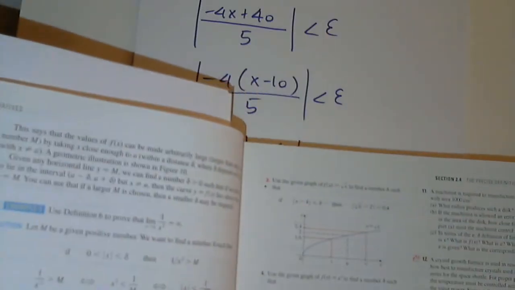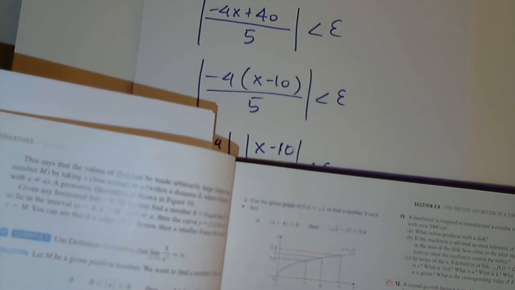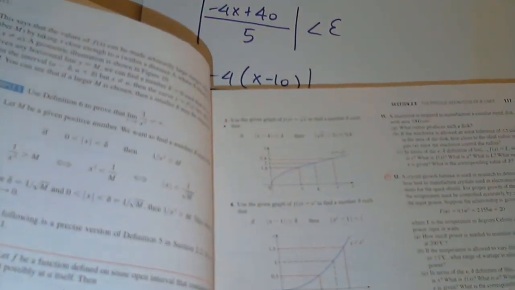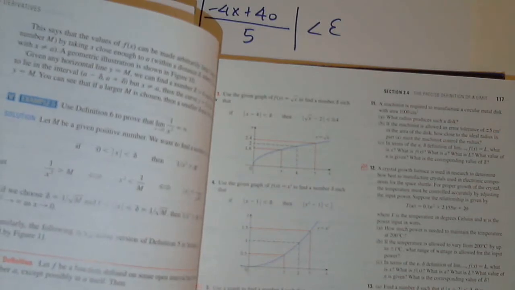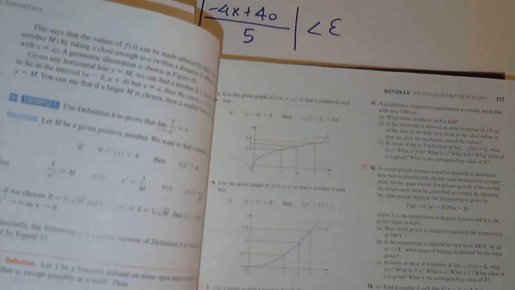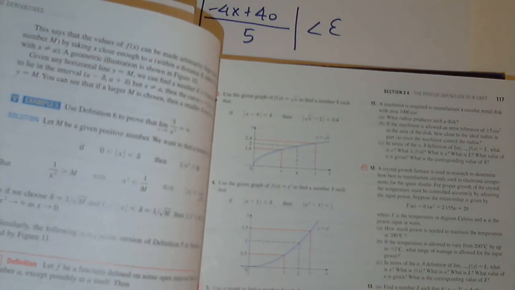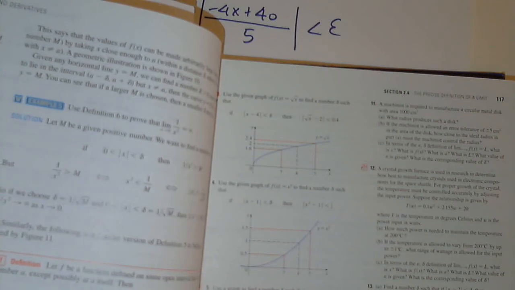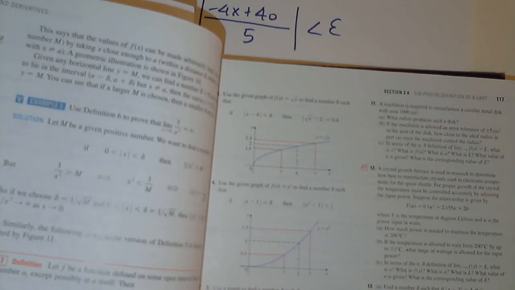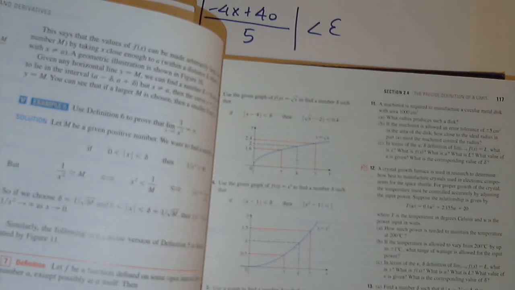Okay. So I would like to look at problem 3. I like the graph on this one. Okay. It says, did I start that? I did, I'm sure, yeah. So use the given graph of the square root of x to find a number delta such that, exactly what we know, if the absolute value of x minus 4 is less than delta, then the distance between the square root of x and 2 is less than 0.4.